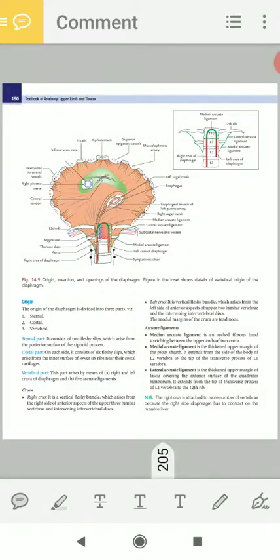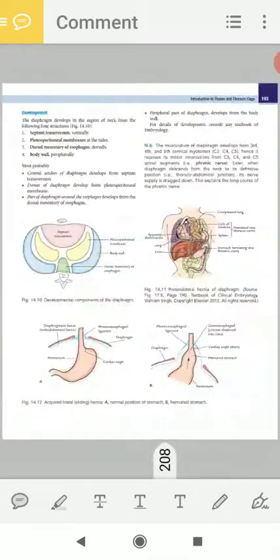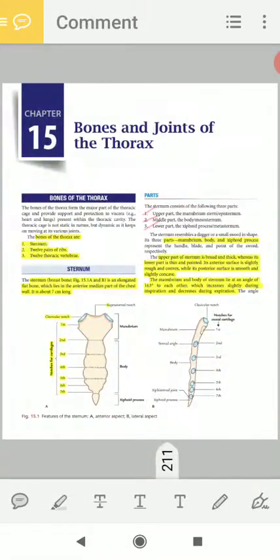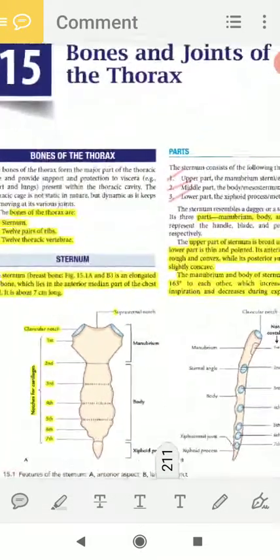Then we have to study the diaphragm in the abdomen cavity, because the diaphragm is nothing but a division between the thorax and abdomen, but we will study it in the abdomen cavity. Now we will go to our most important topic, that is the sternum.